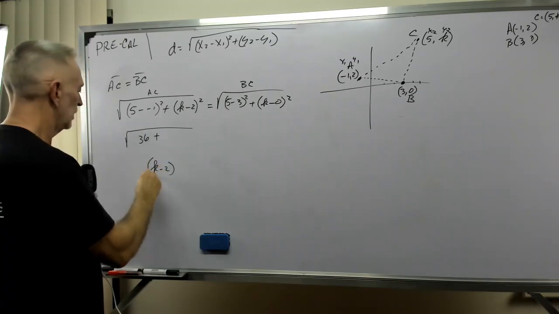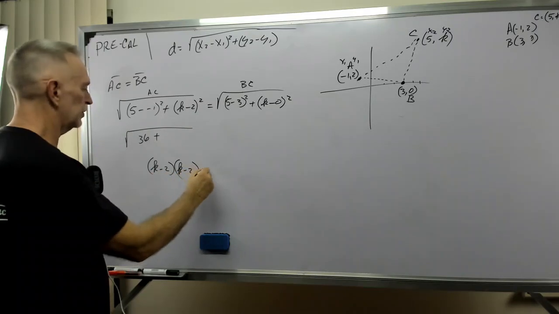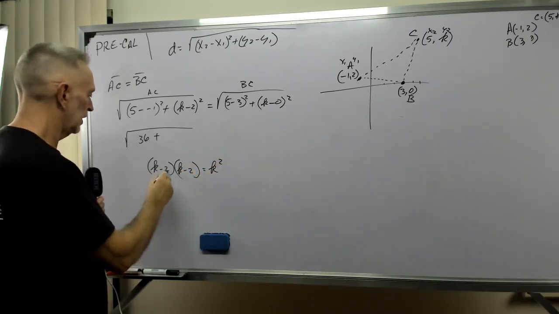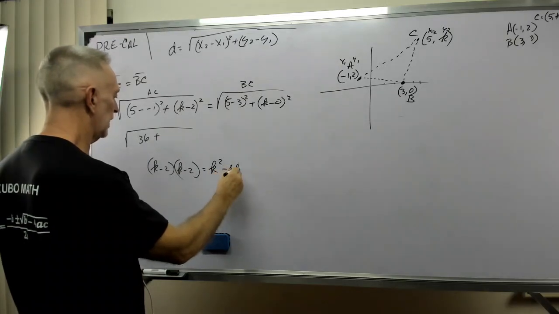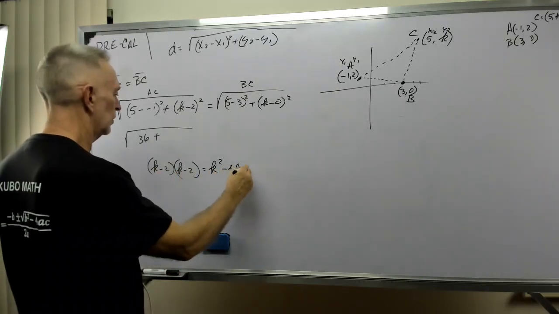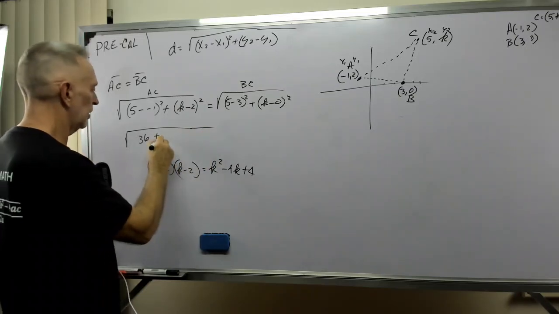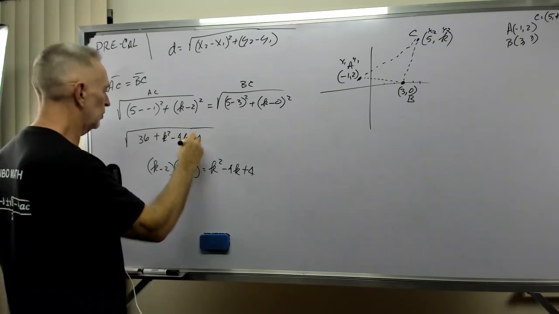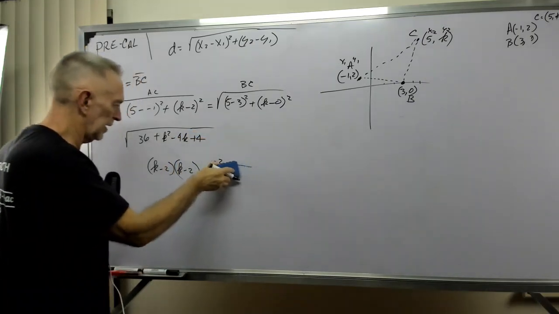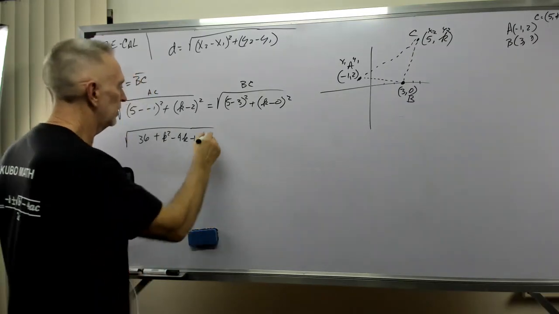Well, let's just go ahead and FOIL this thing out. First times first, k squared, minus 2k, that's minus 4k, plus 4. Okay, so I have plus k squared minus 4k plus 4. Have all of that in there. We'll see if I needed to do that here in a minute.